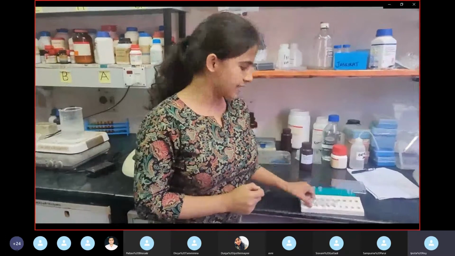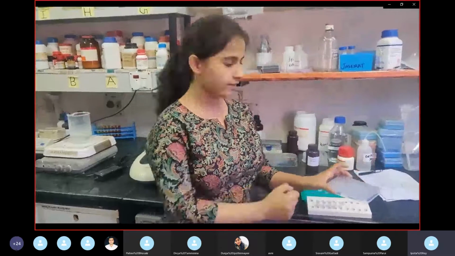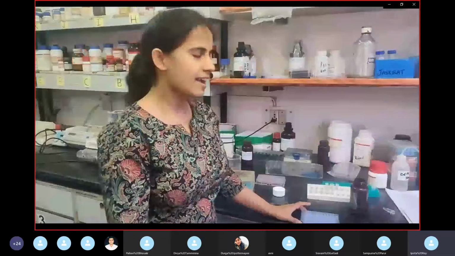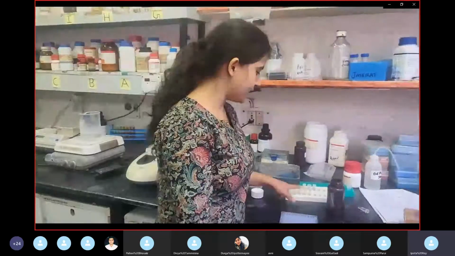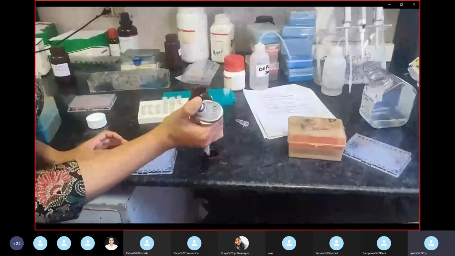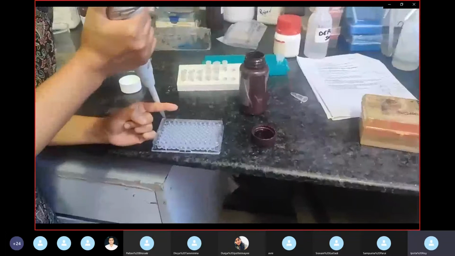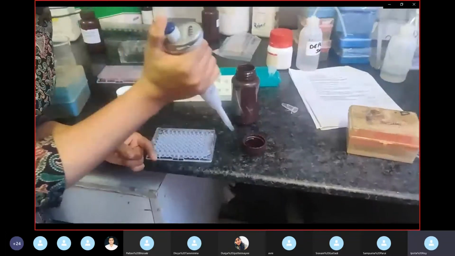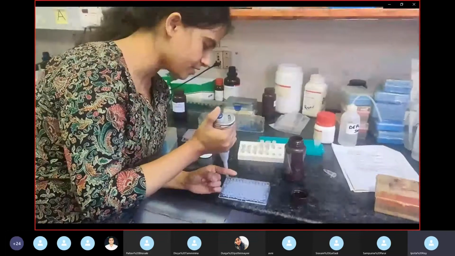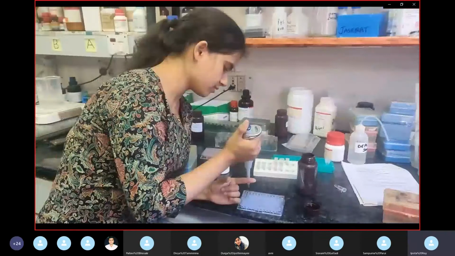And from each of these dilutions we will take 5 microliter into the microtiter plate, and then further I will add Bradford reagent to it. I have added each of these BSA dilutions into this microtiter plate, and now I am adding 250 microliter of Bradford reagent to each of these. In the first lane we have taken a blank. In the blank there is only acetate buffer and Bradford reagent.